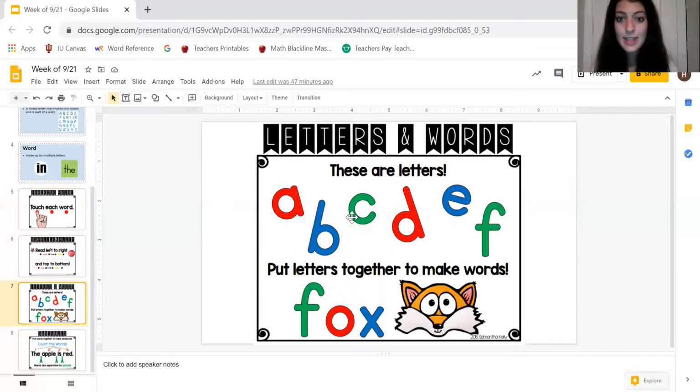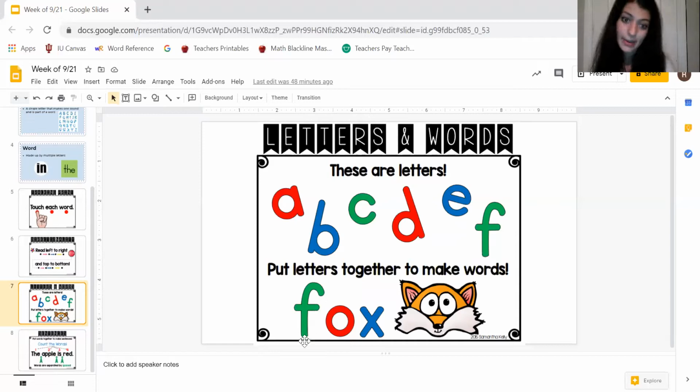This next one talks about letters and words. These right here are letters. A, B, C, D, E, F. They're part of the alphabet. They are letters, and they are all by themselves. If you put letters together, you can make words.